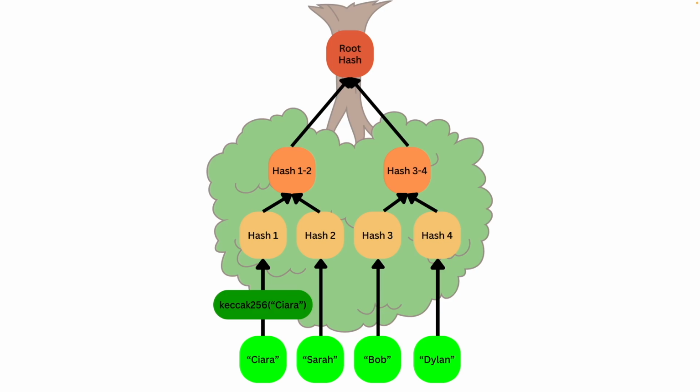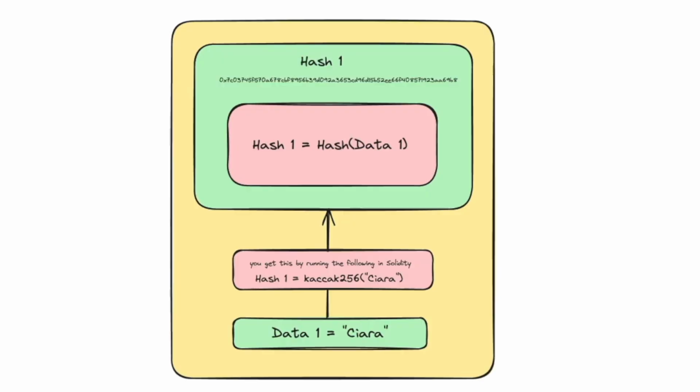Let's dig into how this works in more detail and go through this again so we can really solidify the knowledge. So first of all, we have an individual piece of data. For example, the string of the name Ciara. Again, this data can be anything. For example, data 1, which is equal to the name Ciara, is hashed to produce a leaf node hash. In Solidity, we would do a keccak256 of the name Ciara as a string. And this produces hash 1, which is equal to 0x7C0374..., and this is the leaf node hash.